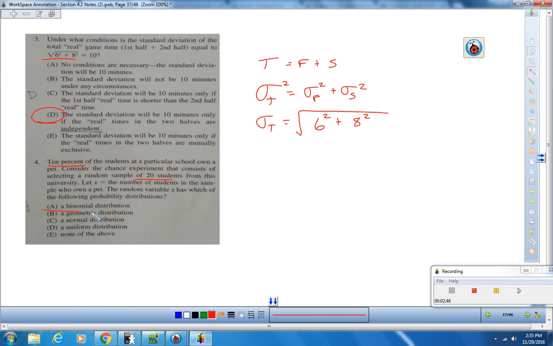This is a binomial. Fixed number of trials. Trials are independent of each other. The fact that you have a pet wouldn't affect the fact that someone else has a pet. And then the probability is the same for each trial, which is 0.1 or 10%.